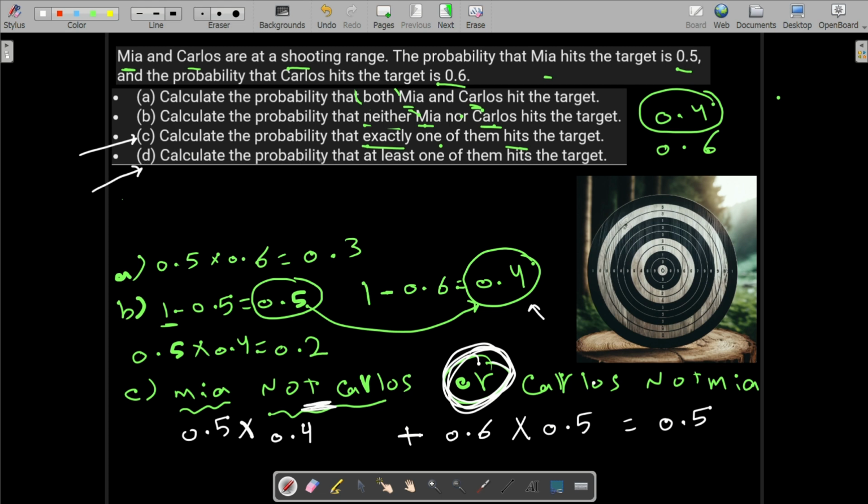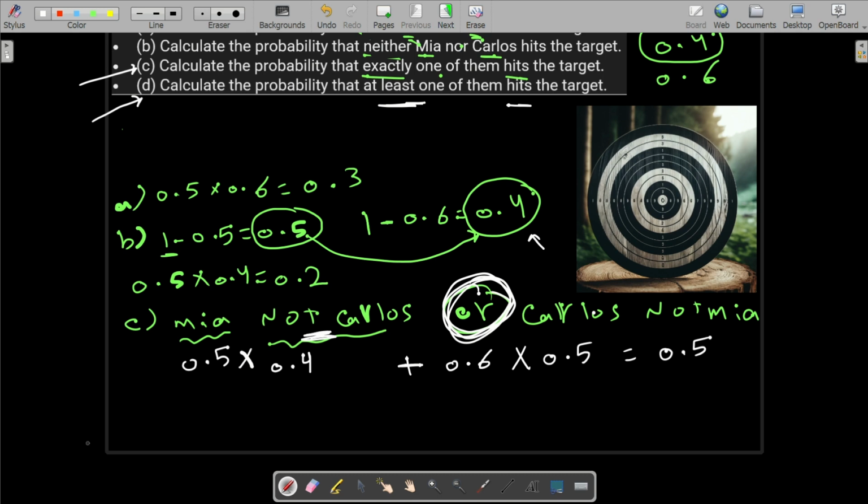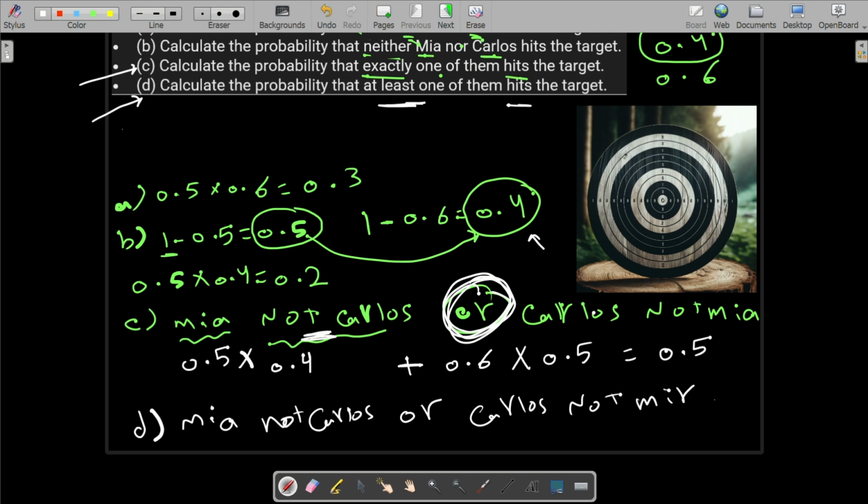Find the probability that at least one of them hits the target. What is the meaning of that? What is the meaning of at least one of them hitting the target? At least one of them means it can be Mia and not Carlos, or Carlos and not Mia, or both are going to hit the target.